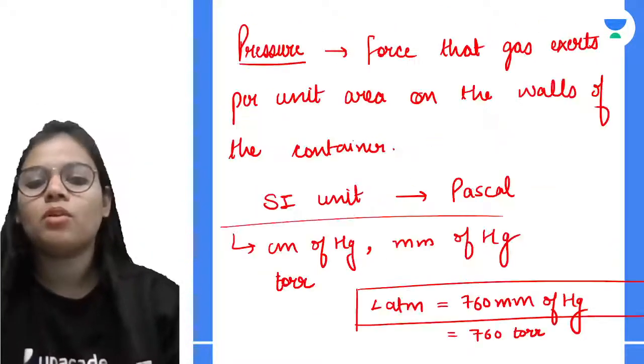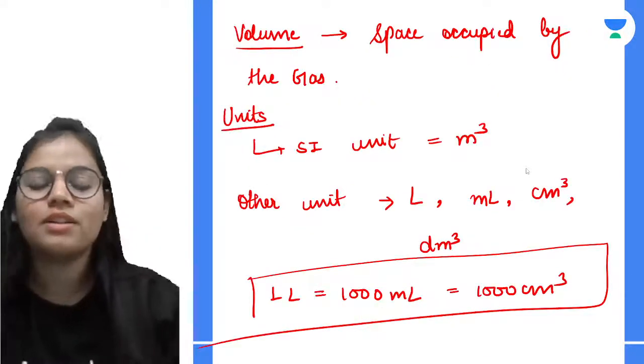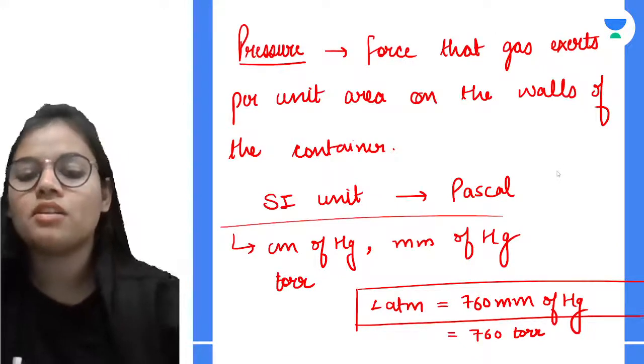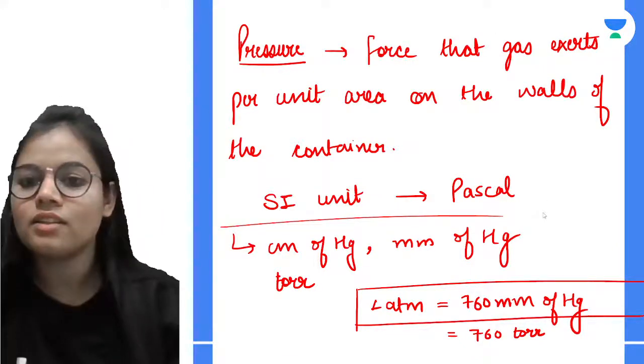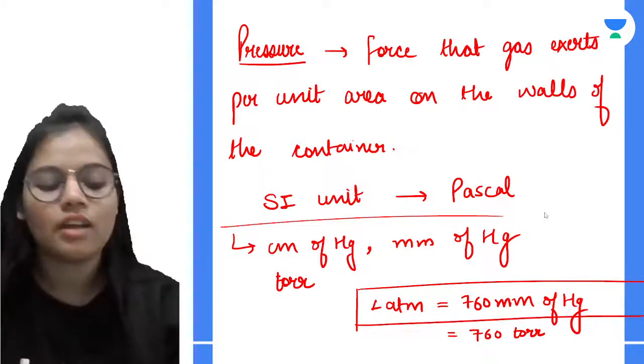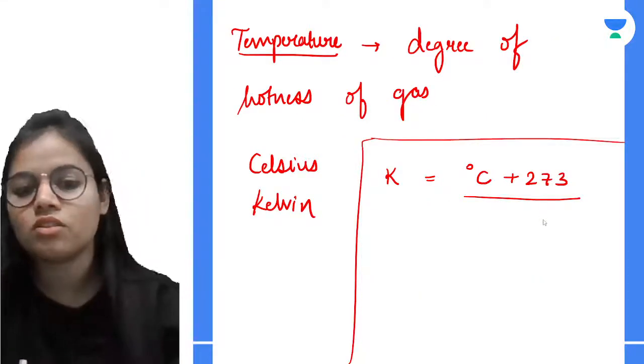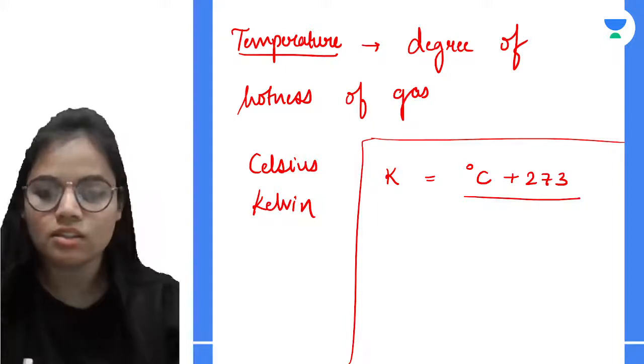Okay, then we learned about the gas laws. Volume is the space occupied by gas. The SI unit is meter cube. Pressure is the force exerted by gas on the walls of the container. The SI unit is Pascal. And last, temperature is the degree of hotness of any gas. It is measured on the Celsius or Kelvin scale.